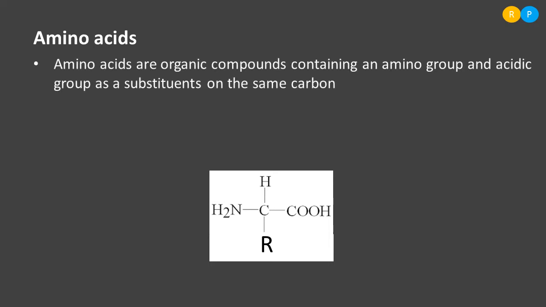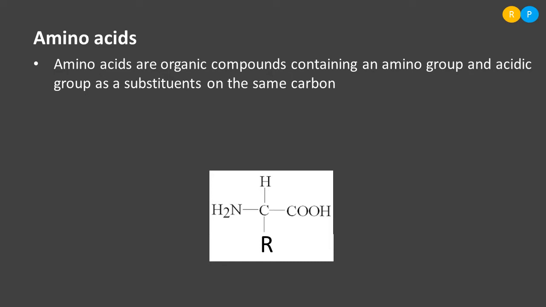Amino acids are organic compounds. Organic compounds are nothing but carbon-containing compounds, right? And this organic compound consists of an amino group and an acidic group as substituents on the same carbon. You can see the structure of amino acid. This is the basic structure of the amino acid that you are observing on the screen.